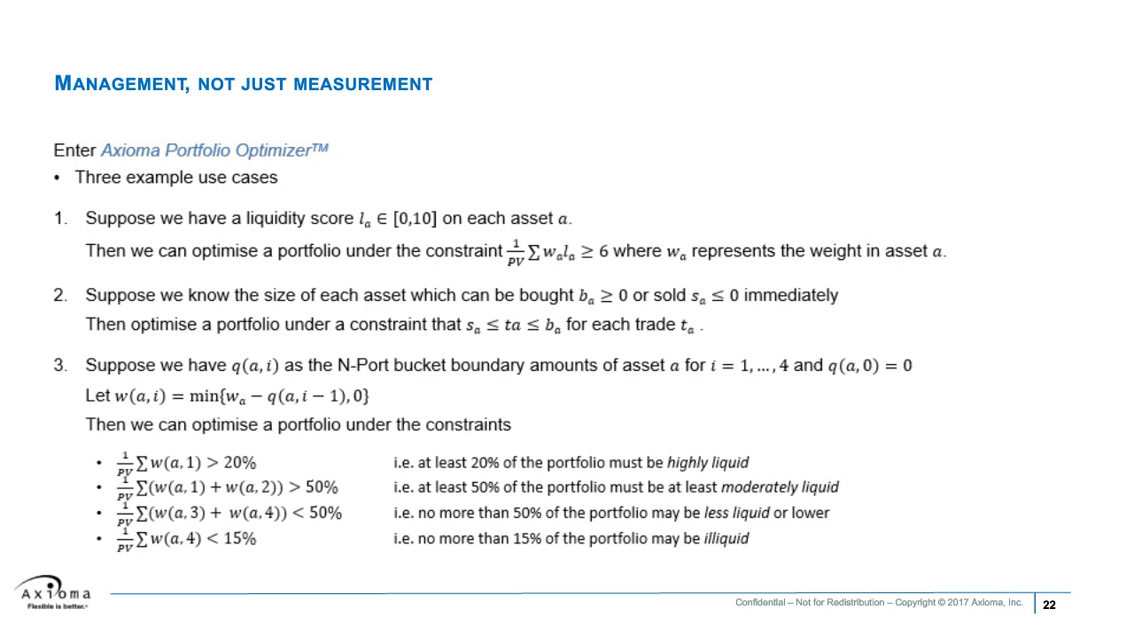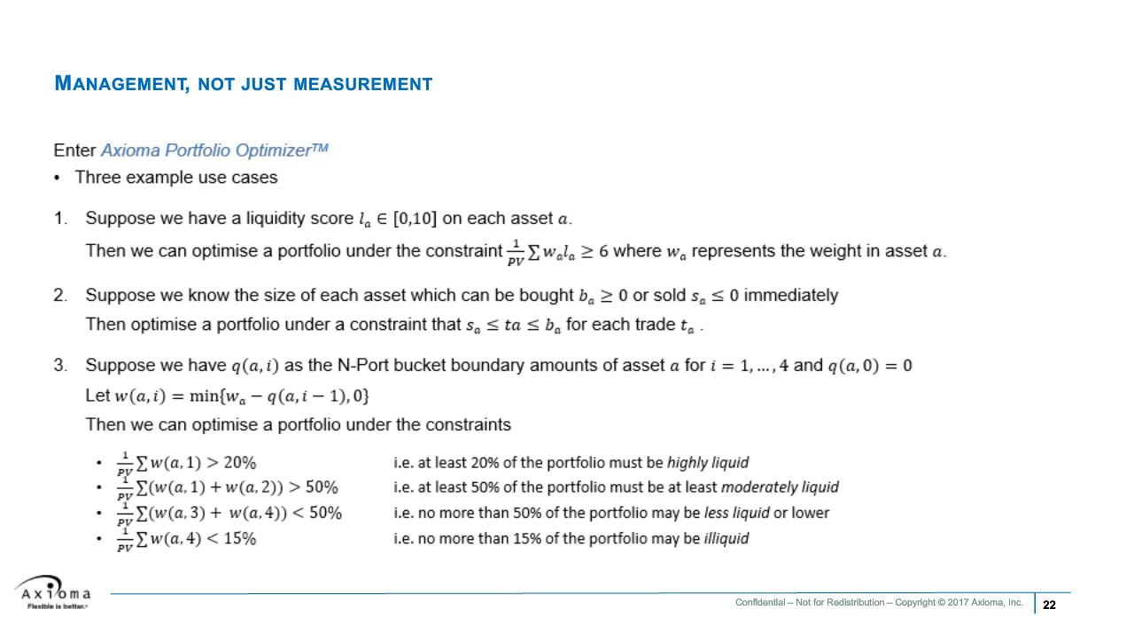The second example is, suppose we know the size of each asset which can be bought on an immediate basis, that is, the amount that you can buy or sell immediately with insignificant market impact. Then we can optimize the portfolio under a constraint that all the trades are in that size range.